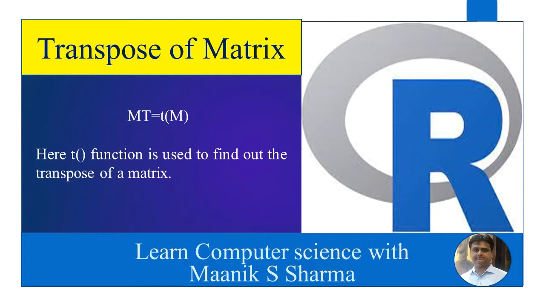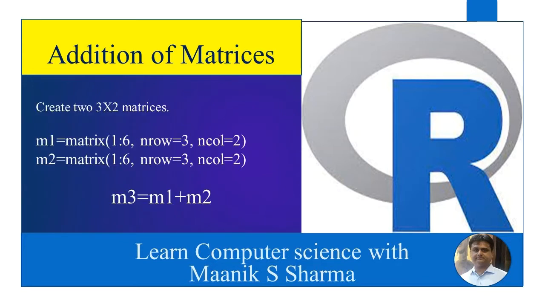Here the t function is used to find the transpose of a matrix and the result will be stored in a matrix that is Mt. You may use the name as per your convenience. The addition of two matrices can also be easily done using the plus operator in R language.